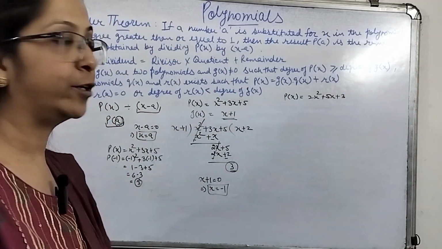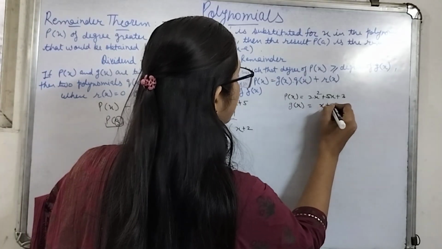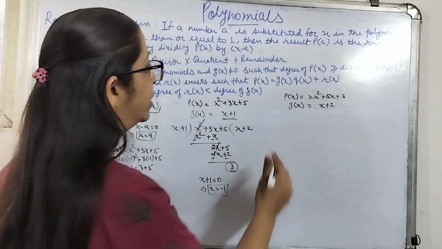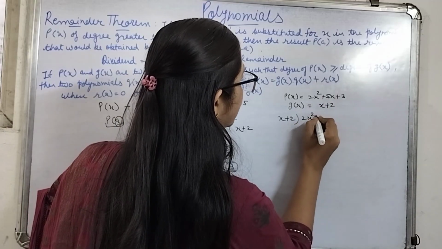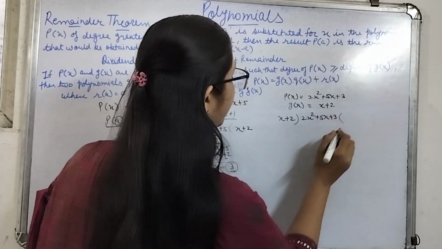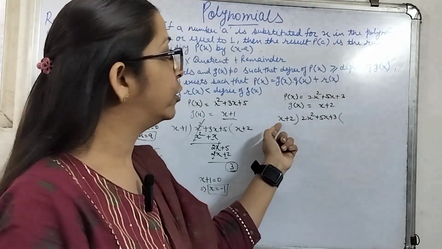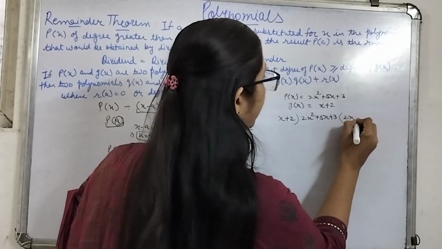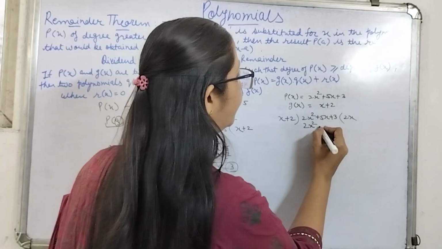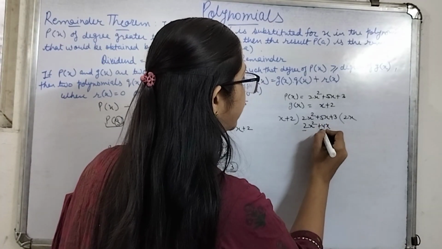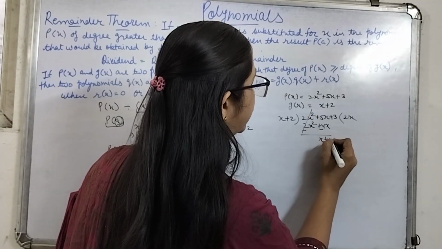Suppose this is your polynomial, and if we are going to divide it by, say, x plus 2, what will the remainder be? x plus 2 divided by 2x squared plus 5x plus 3. First of all, we want 2x squared. For that we need to multiply this x by 2x. So x multiplied by 2x will be 2x squared. 2x multiplied by 2 will be 4x. Just change the sign, it is going to be removed. 5x minus 4x will be x, plus 3.